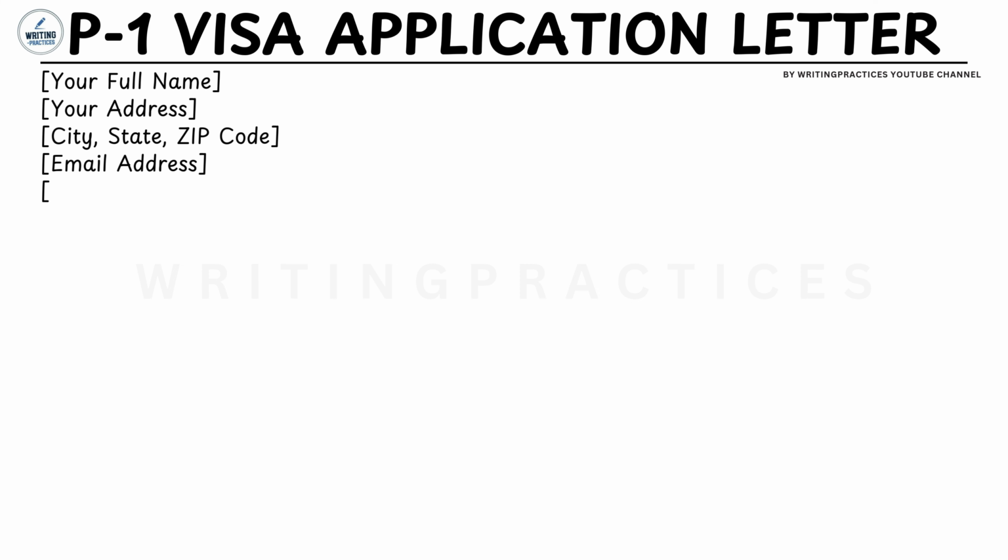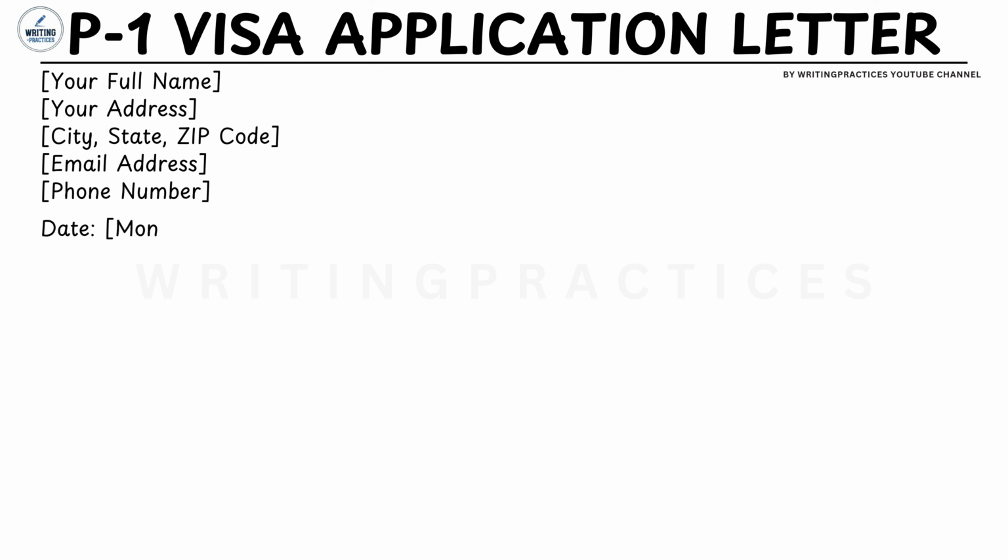So let's get started. Your contact information. The letter starts with your personal details at the top left of the page. This section includes your full name, your address, your city, state, and zip code, your email address, your phone number. This information ensures USCIS can easily identify the applicant and reach out if needed. For example, John Doe, 123 Main Street, Los Angeles, California, 90001. John Doe at email.com, 123-456-7890. Make sure this section is formatted clearly and professionally.